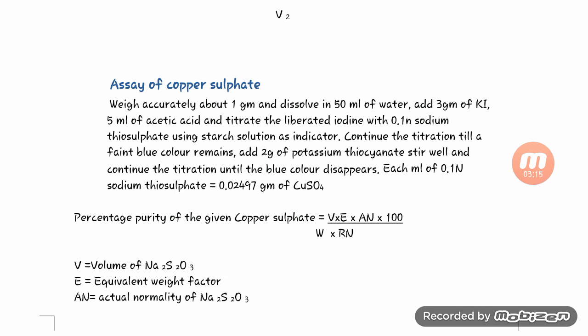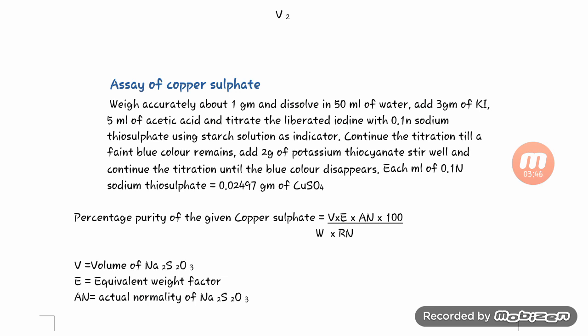Assay of copper sulfate. Weigh accurately about 1 gram and dissolve in 50 ml of water and add 3 grams of potassium iodide and 5 ml of acetic acid. Titrate the liberated iodine with 0.1 N sodium thiosulfate using starch solution as indicator. Continue the titration until a faint blue color remains. Add 2 grams of potassium thiocyanate, stir well and continue the titration until the blue color disappears.